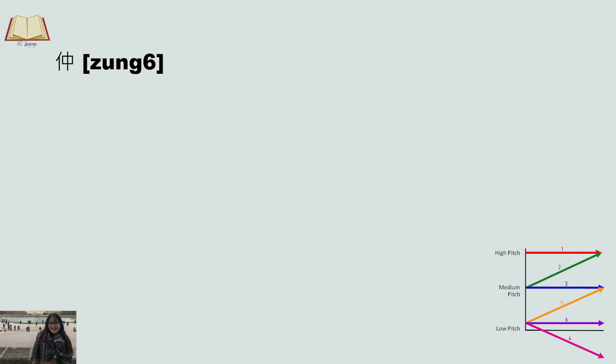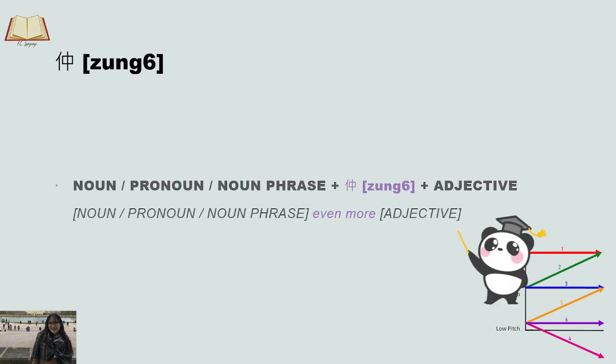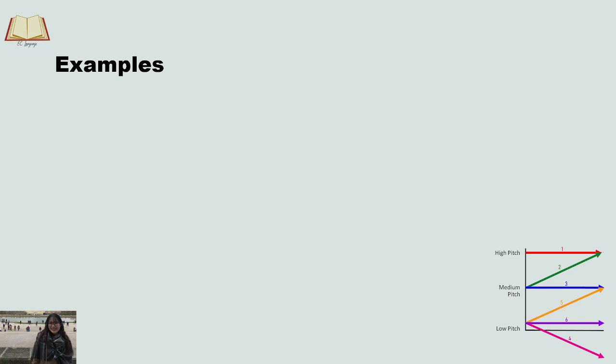Here is the structure for joeng. Pay attention to the structure of sentences incorporating joeng. It is slightly different to when di is used. You begin with the first item, which is always a noun, pronoun, or noun phrase, followed by joeng, and then the adjective. So instead of it being a suffix, it is a prefix, coming before the adjective instead. And it means something like noun, pronoun, or noun phrase, even more adjective in English. Here are some example sentences.